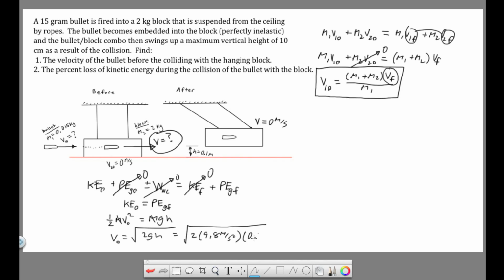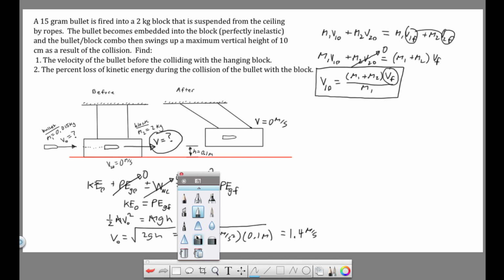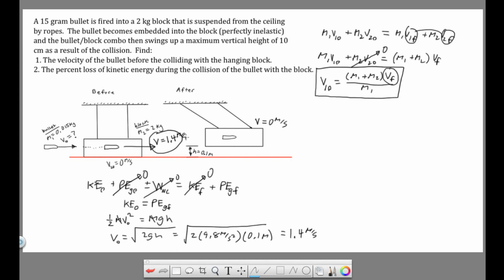And then h is given as 0.1. Okay, so this comes out to be 1.4 meters per second, which is the velocity right after the collision. So now we know, we figured out that this is 1.4 meters per second.